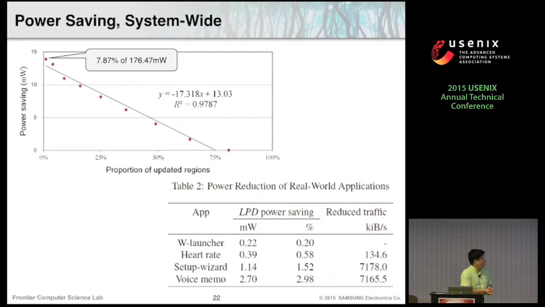So when we benchmark with real applications in Tizen, we could save up to 2 to 3% of the total power, which can be translated to some hours of usage time, because our devices could last about 3 days for a single charge.